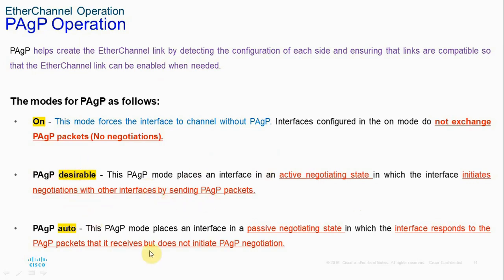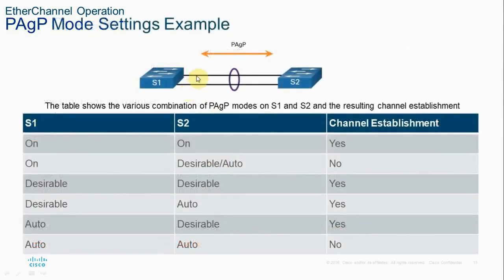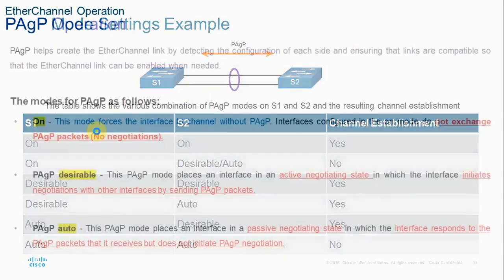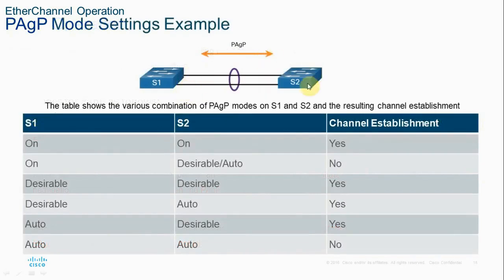For example, I have two switches here. If I have PAgP configured, the first mode, the on mode, means both ports should be on. Both switches will have two ports, right? Each port should be on, which means immediately they will make the EtherChannel, no need of negotiation.